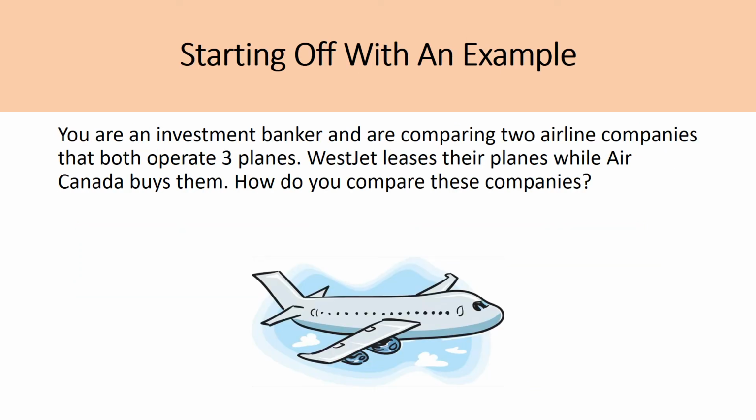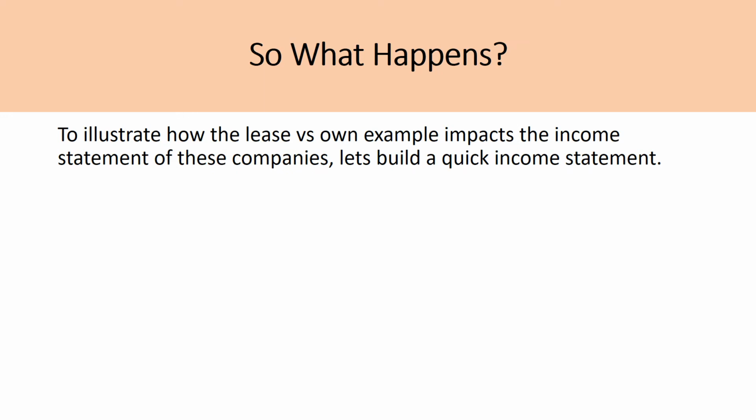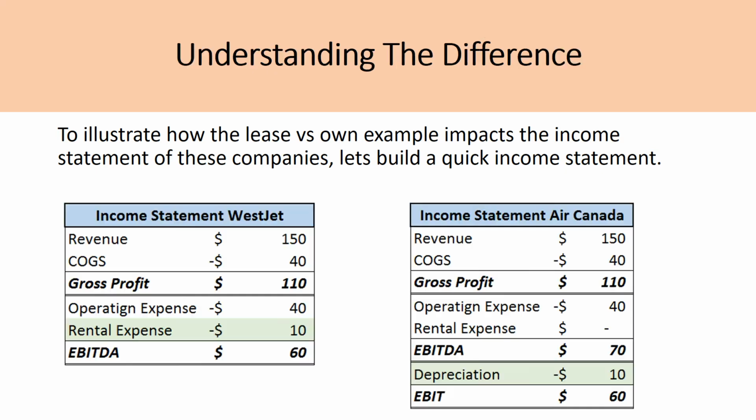Okay, so let's look at an example, and this is actually an example that was used in my investment banking interview. So you are an investment banker and are comparing two airline companies that both operate with 3 planes. WestJet leases their planes while Air Canada buys them. How do you compare these companies? So to illustrate how the lease versus own or capital lease example impacts the income statement of these companies, let's build a quick income statement.